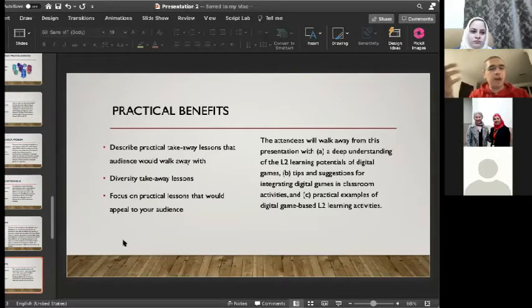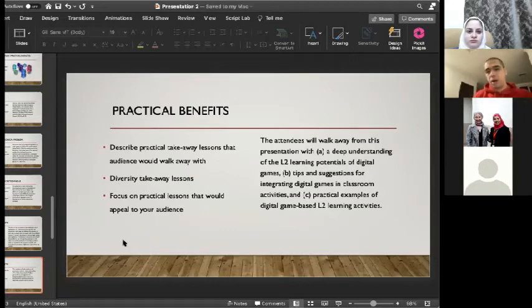The more you diversify the takeaway lessons, the more you diversify the things that teachers can learn from your presentation, the more likely your presentation will get accepted. And again, you want to focus on practical lessons, practical skills that the audience would find appealing or engaging. So things that would solve their practical problems in the class, things that they can apply in the classroom, things that would improve their practice.